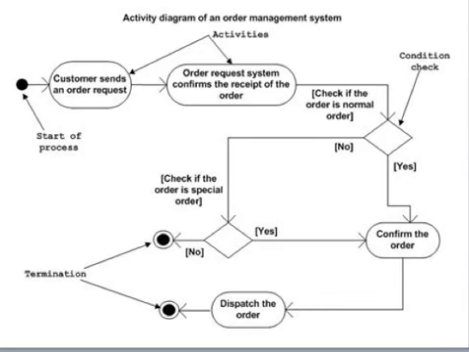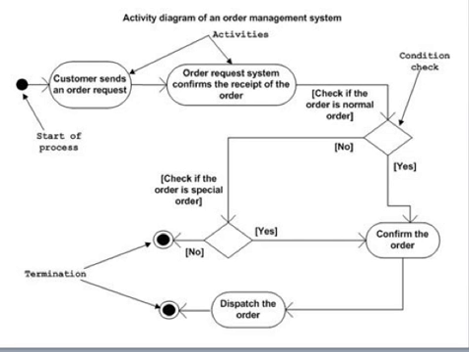This is a UML activity diagram. For the purposes of business analysis, we use activity diagrams pretty much in the same way as we would use a business process model. So let's have a look at the notation of a UML activity diagram.